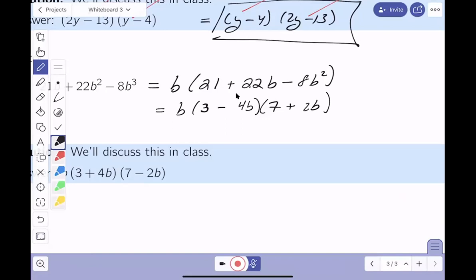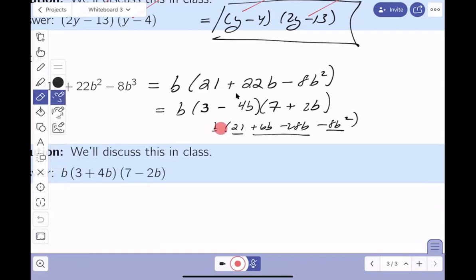So what's 3 times 7? 21, right? And 3 times 2B is 6B minus 28B minus 8B squared. Well, I get the first term and last term. Did I get the middle? No, that's minus 22B. That's a little upsetting, isn't it? I'm going to erase this then. I'm getting closer. I'm going to try something different.